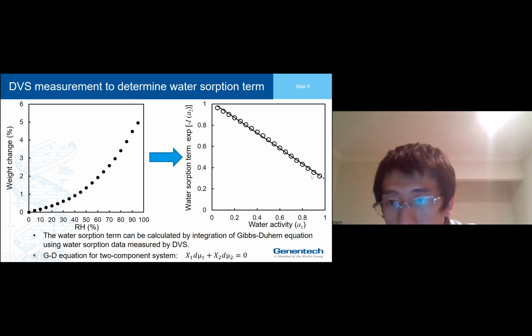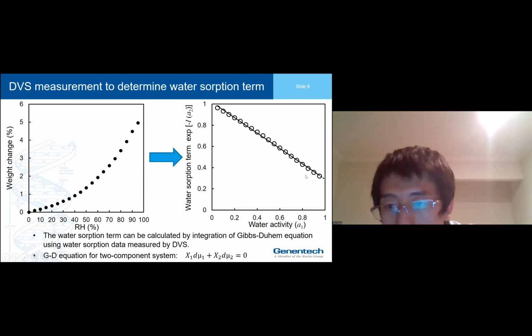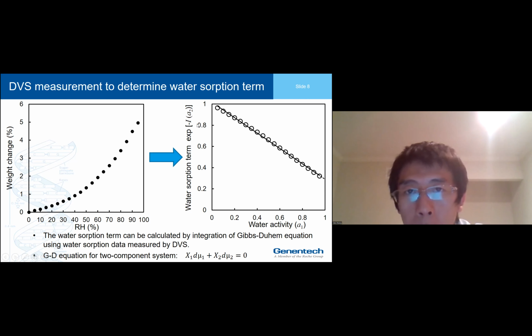This is again for the ritonavir case. So you can see for ritonavir, the water sorption can reduce the chemical potential of the molecule from 1 to about 0.3.